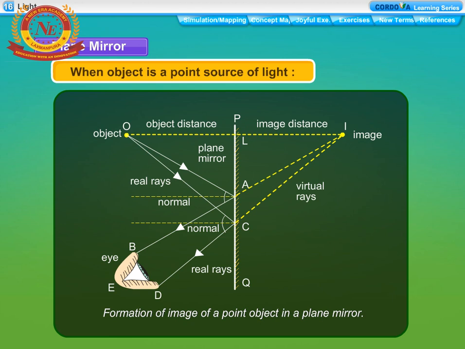Since the reflected rays do not actually meet at I, but only appear to do so, we say that a virtual image of the point O is formed at I. If we join OI and measure OL and LI, it is found that they are equal. This proves that image is formed as far behind the mirror as the object is in front of it.